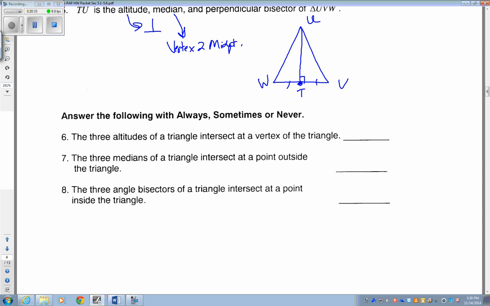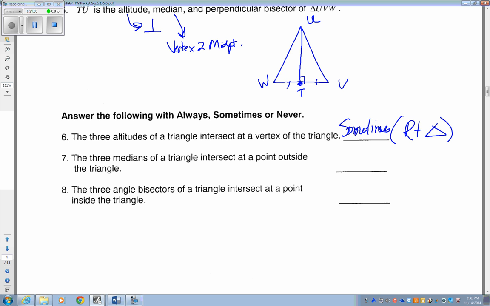Here, again, 3 altitudes. So go to your altitude column. What point of concurrency deals with altitudes? Orthocenter. So look at your orthocenter column. Can you have 3 altitudes in a triangle intersect at a vertex of a triangle? Can your orthocenter be on a vertex of a triangle? Yes. It can happen on the right triangle. So this is sometimes. If you looked at your picture correctly, you saw it intersect on the right angle.